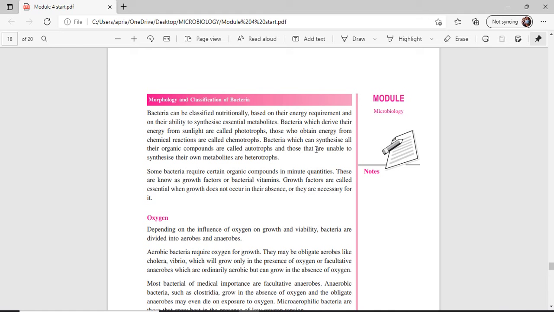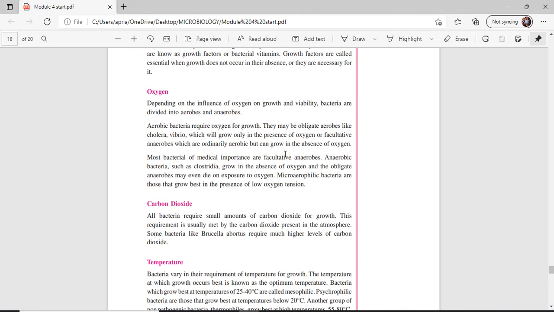Next is oxygen. Oxygen level, depending on the influence of the oxygen on the growth or the viability of your bacteria, are divided into aerobes and anaerobes. Okay, aerobic or anaerobic. Okay, your aerobic bacteria require oxygen for growth. They may be obligate aerobes like your cholera vibrio, and will only grow in the presence of oxygen, or facultative anaerobes, which are originally aerobic but can also grow in the absence of oxygen. Klaro ko man, ha? Okay, your aerobic nga bacteria require oxygen to grow. Examples are your cholera and vibrio.